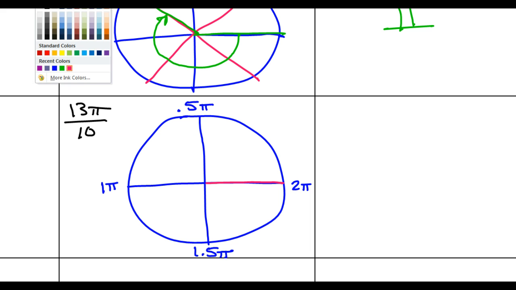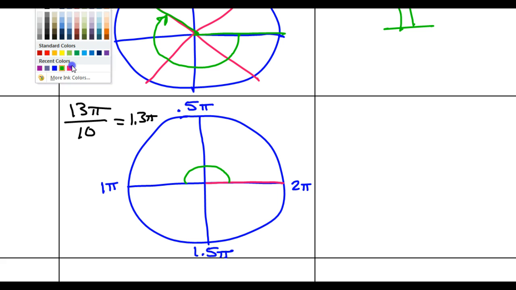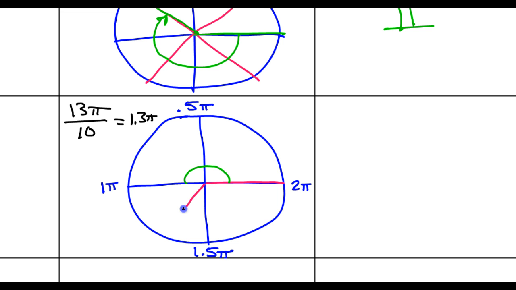And remember that this is equal to 1.3 pi. So that's where we want to go. So if I rotate in the positive direction, see what I've got. So that's 0.5 pi. This is 1 pi. Alright, now if I went around to here, that would be 1.5 pi. That would be too far. So I don't want to go all the way to 1.5 pi. So that means I'm going to stop somewhere in this quadrant, the third quadrant.